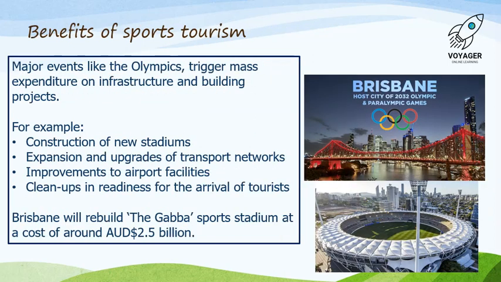So what are the benefits of sports tourism? Major events like the Olympics trigger mass expenditure on infrastructure and building projects. For example, construction of new stadiums, expansion and upgrades of transport networks, improvements to airport facilities, and cleanups in readiness for the arrival of tourists. For example, Brisbane will rebuild the Gabba Sports Stadium at a cost of around $2.5 billion. The Gabba is going to be the main stadium where a lot of the athletics events take place, as well as the opening and closing ceremonies for the Olympic Games.